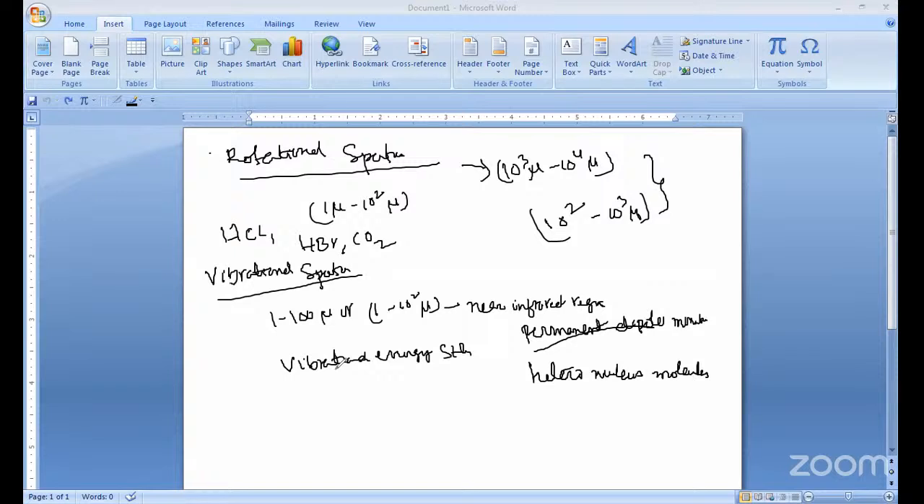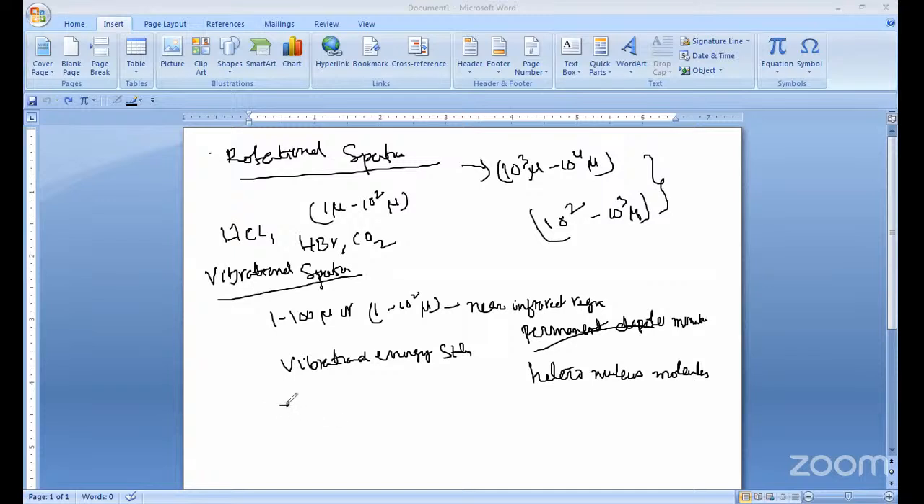So suppose you take homonuclear molecules, for example H2, N2, O2. We are not able to see the vibrational spectra in the case of homonuclear molecules. Only in the case of heteronuclear diatomic molecules can we see this vibrational-rotational spectra. Generally, for heteronuclear diatomic molecules, whenever they are vibrating, the vibration is accompanied by an oscillating dipole moment.